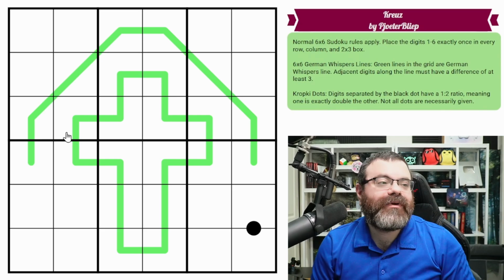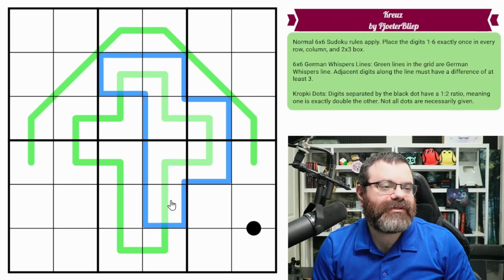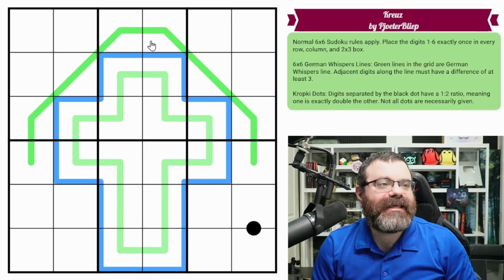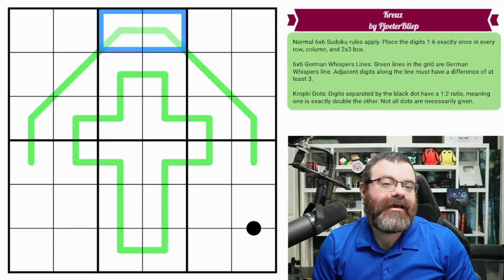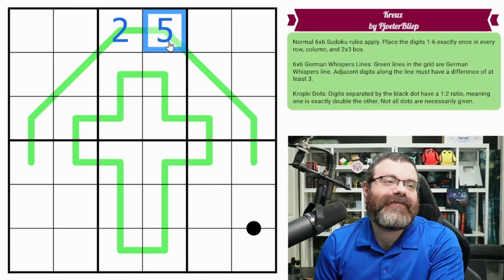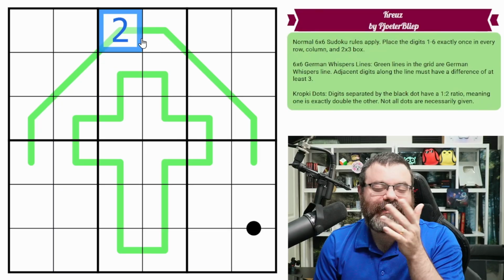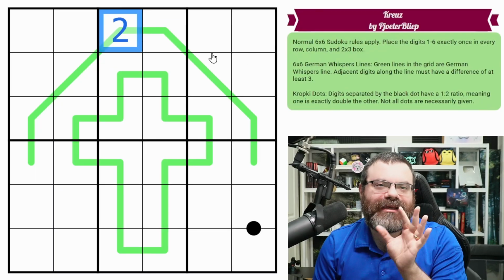All right. We also have German whisper lines in the grid. That's this line here, and then also this is a loop, but also counts as a line. Any two adjacent digits on the line have to have a difference of at least 5. So if this was 2, this would have to be 5 or 6. Sorry, difference of at least 3. I said 5. 5 is the 9x9. In 6x6, we make it a difference of 3.